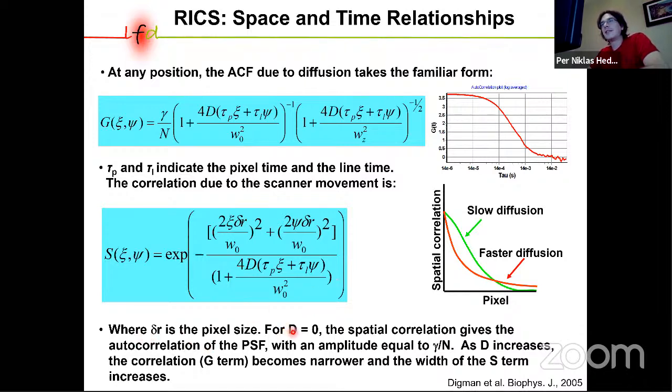So if you consider a situation where the diffusion coefficient is 0, so no motion at all, just particles sitting there, this spatial autocorrelation function will give you the correlation of the point spread function. If you set D to 0 everywhere in these equations, we just end up with this pre-exponential factor gamma over N, and this term will go to 0. So then we just have the representative of the point spread function of our instrument. As the diffusion increases, becoming larger than 0, this correlation G term will become narrower and the width of the S term also increases.